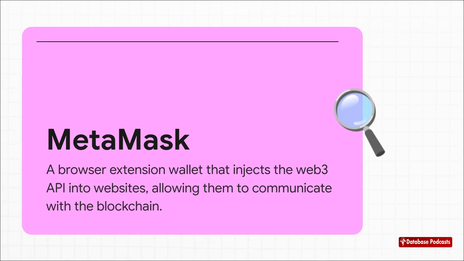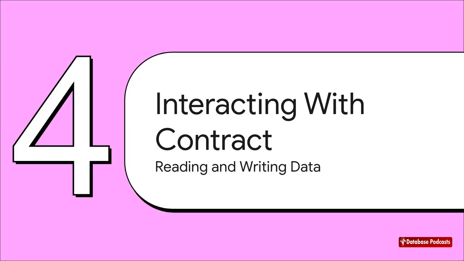What it does for us, the developers, is it injects the necessary Web3 API right into our website's JavaScript. This allows our front end to talk directly to our smart contract, and the user doesn't have to install a thing besides the extension. So with that UI and that bridge in place, we can finally dig into how it all works. How does a user actually read from and write to our smart contract?